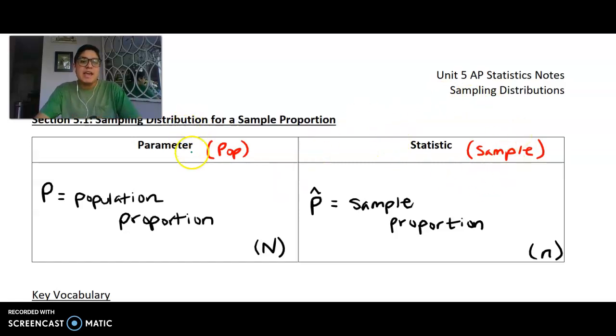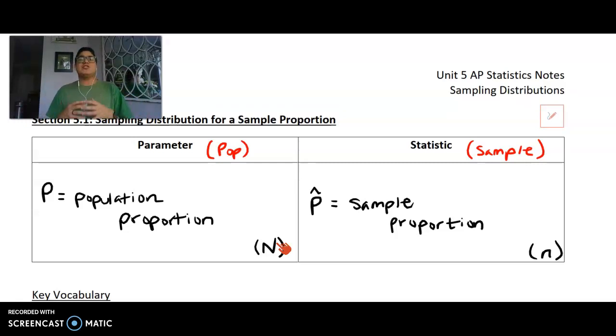The first one being a parameter, meaning that this is a characteristic of the population. A parameter describes the population. And here we'll use capital P, which stands for the population proportion, and typically size capital N. Now this is all relative. This just means that I'm looking at the percentage of people who are left-handed in the American population. I'm looking at the proportion of German adults that have blue eyes. I'm looking at the true population proportion of humans that identify as Christian, etc.